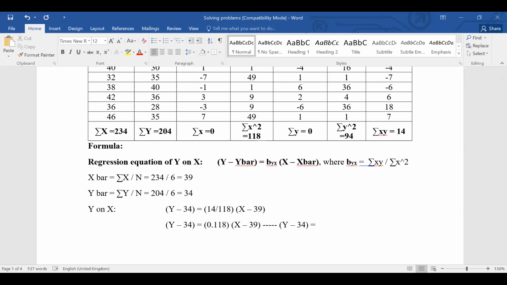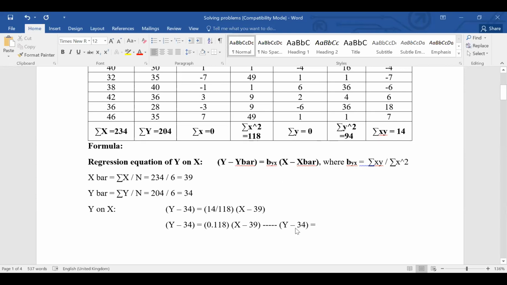Sir, how did we get those values of y on x? Which value, sir? We still didn't work it out. We are solving now only. See, you know the formula, right? Regression equation y on x: y minus y bar equal to b of yx into x minus x bar. Y bar value 34. Byx is what? Summation xy by summation x square. So summation xy is 14. 14 divided by 118 into x minus x bar, x minus 39.